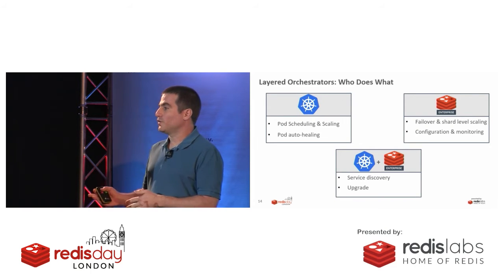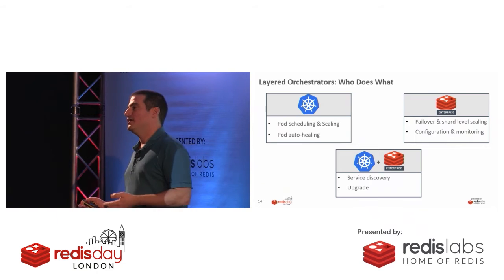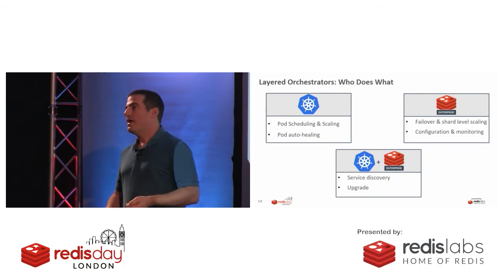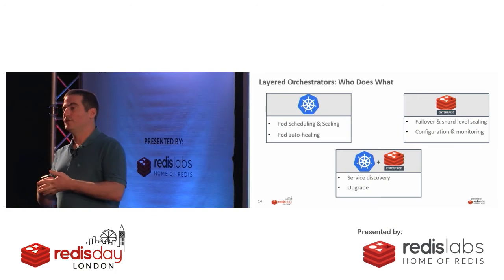The Redis Enterprise orchestrator handles everything on the shard level. So it can handle scaling up and down databases. It handles database configuration, shard level failover. And together, they manage upgrades and service discovery.